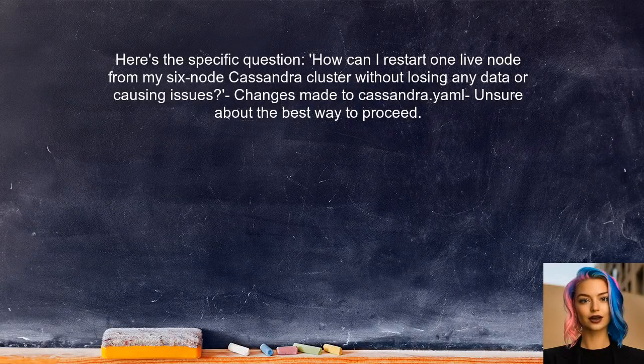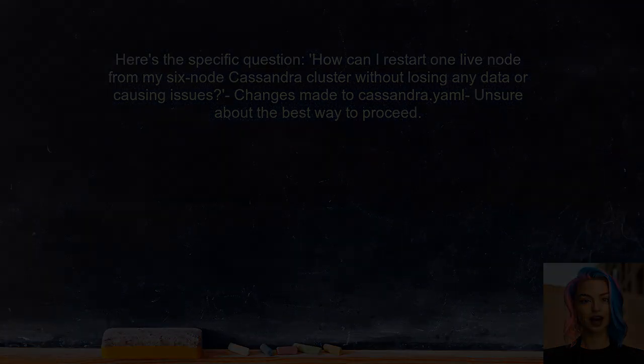Let's dive into the specific question at hand. One user recently asked, how can I restart one live node from my 6-node Cassandra cluster without losing any data or causing issues? They mentioned making changes to the cassandra.yaml file and were unsure about the best way to proceed. Sound familiar? Let's explore this together.